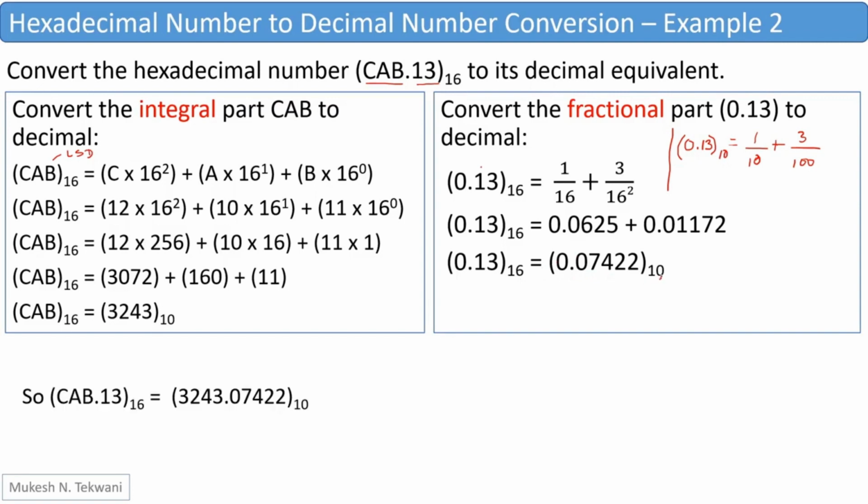And this, when we calculate, comes to 0.07422. And therefore the given hexadecimal number CAB.13 can be expressed as: we take the integer part 3243, separate it with a decimal point, and follow it with 0.07422. So we have 3243.07422, and this becomes our decimal equivalent for CAB.13.